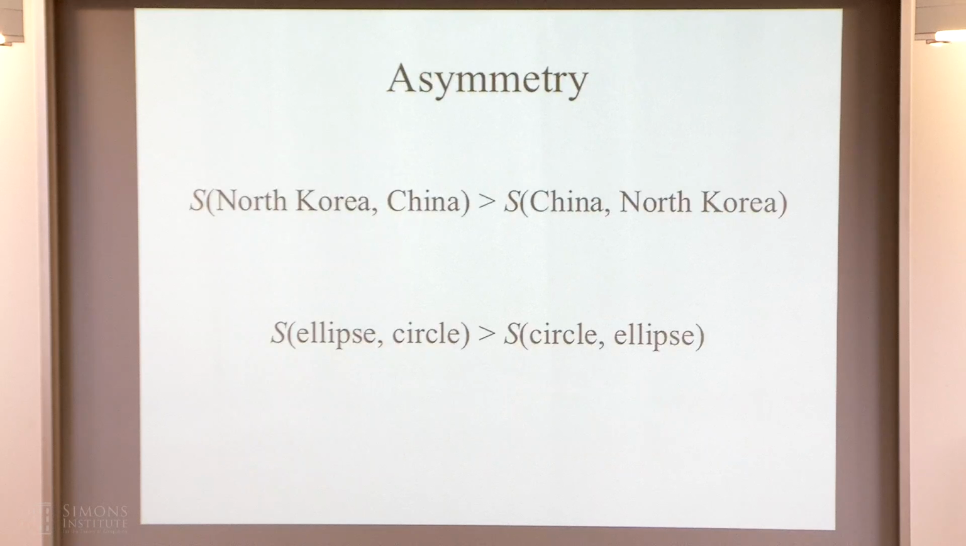So for example, you can show that human similarity judgments are asymmetric. One of his famous examples, although I think somewhat dated, was saying that people are more likely to say that North Korea is similar to China than China is similar to North Korea. Or likewise, that an ellipse is similar to a circle more than a circle is similar to an ellipse, right? So the fact that you could find those asymmetries was, for him, evidence that there was something more complex going on than just measuring a distance in a psychological space.